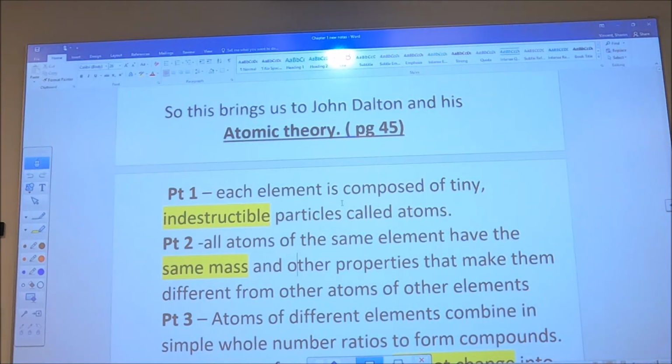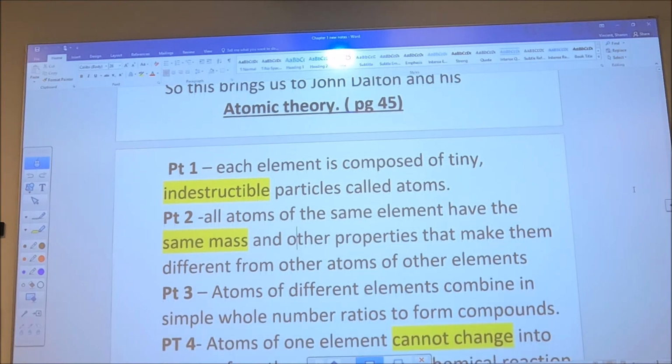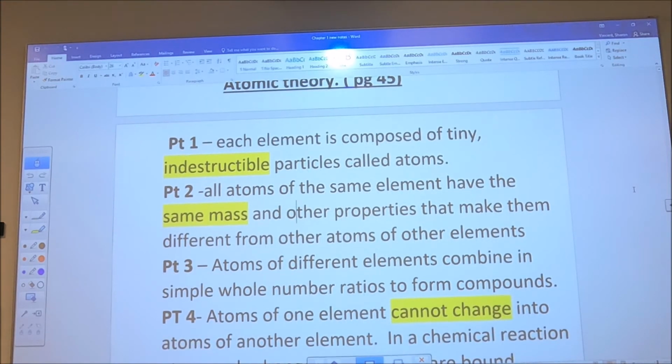Okay, what we're up to now is Dalton's atomic theory. Now, Dalton's atomic theory is on page 45 in your textbook. I do not want you to have this sucker memorized, but I do want you to be really familiar with it because I will ask you questions about it. It's the foundation of modern chemistry. Now, Dalton came up with his original atomic theory in 1803, okay? So this has got a little bit of age on it.